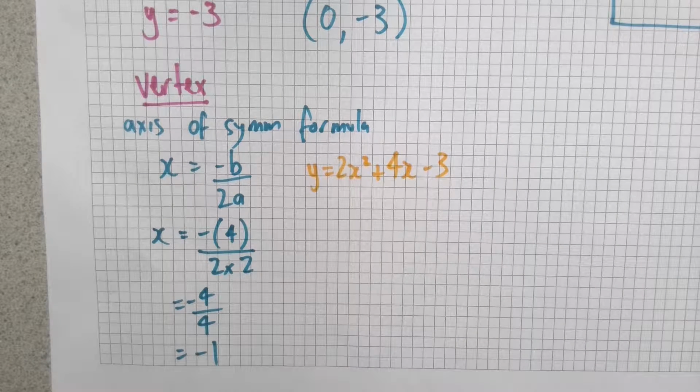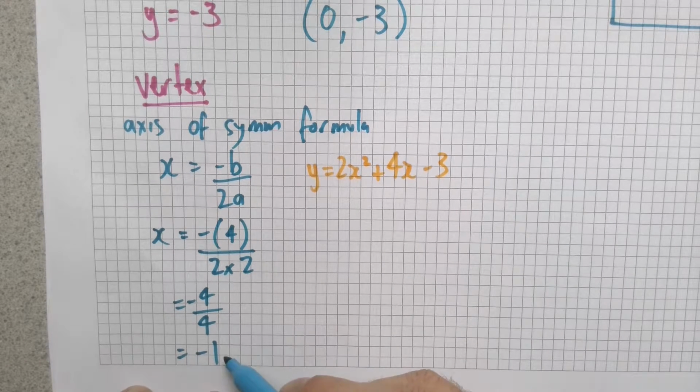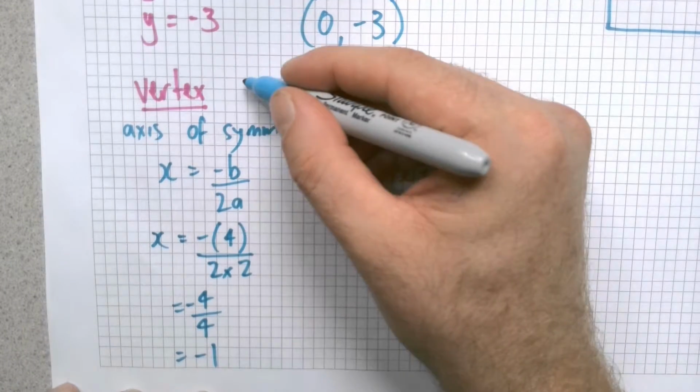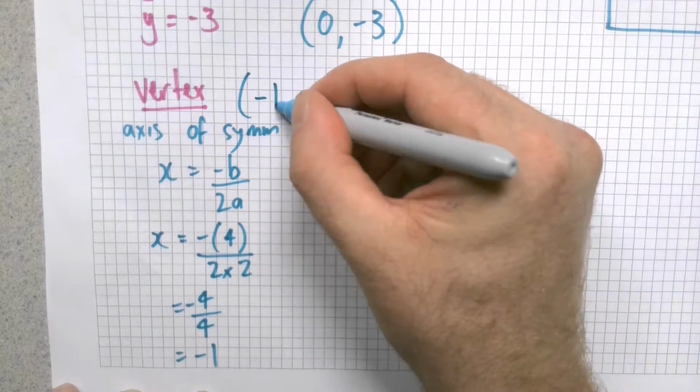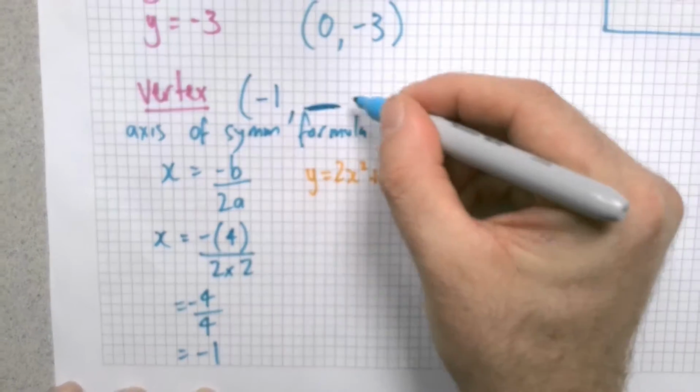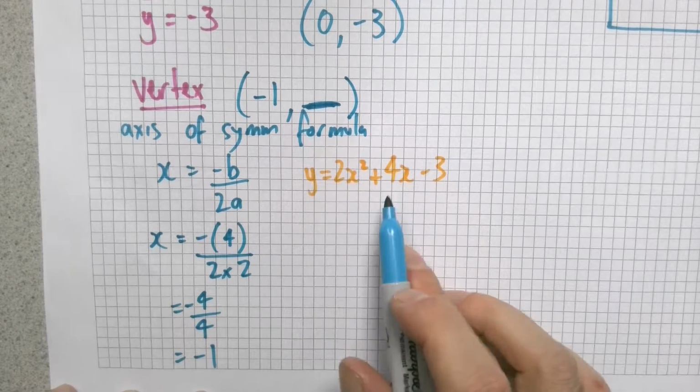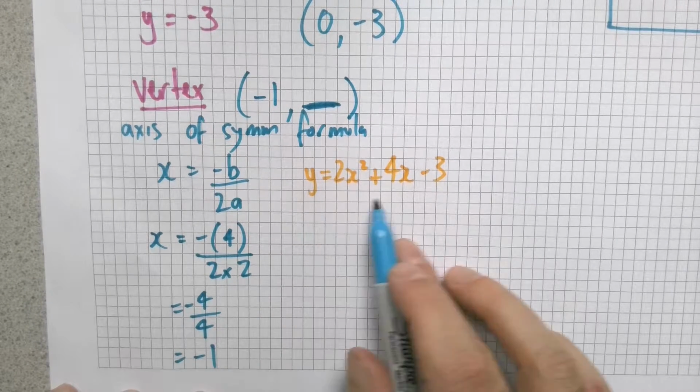Now we also know that when we're looking at an axis of symmetry, that value is the same as the x value in our vertex. So when we're looking at the vertex, I know that the x value is going to be minus 1. I still need to work out what my y value is, and to do that, what I'm going to do is then substitute this x value back into this equation here. So when x is minus 1, what's the value of y?